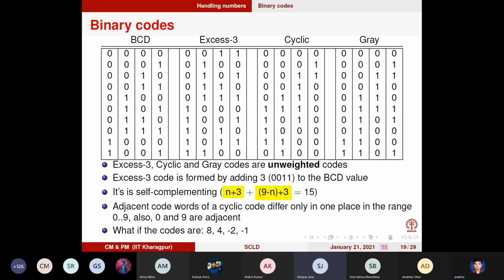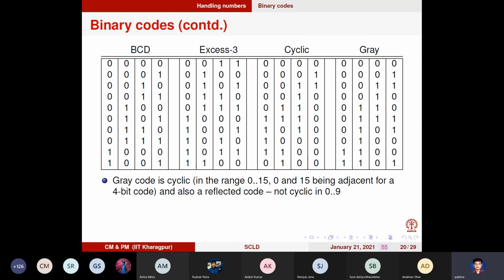Sir, I could not understand how we are deciding which combinations to choose for which numbers in the cyclic and gray systems. Like gray, I'll explain. Cyclic, I have written them down sequentially: 0, 1, 2, 3, like that. How do we decide? They don't seem to follow any pattern in cyclic. Okay, let me explain the gray code. It will become clear.